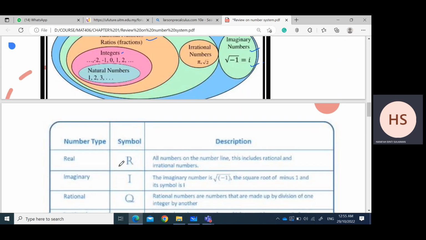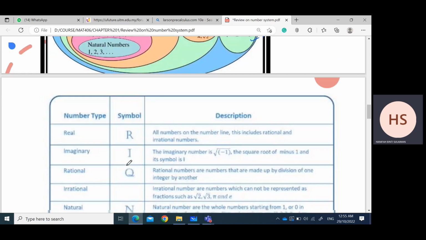And next, i. i is imaginary number. Kita hanya ada satu saja imaginary number, iaitu square root of negative 1. Okay, so the symbol for imaginary number is i. So kalau nampak i, kita tahu dah itu adalah imaginary number, which is square root negative 1.